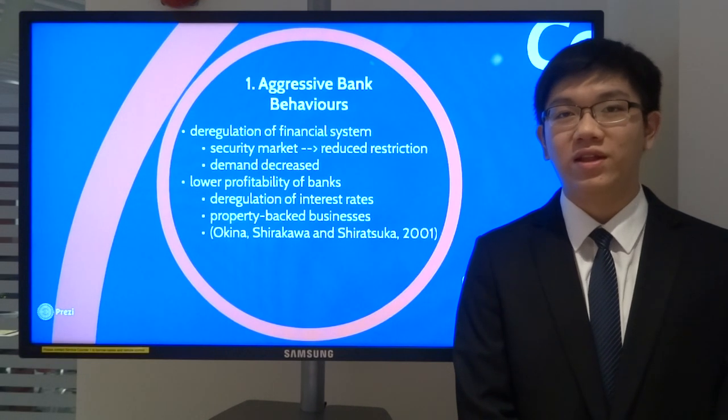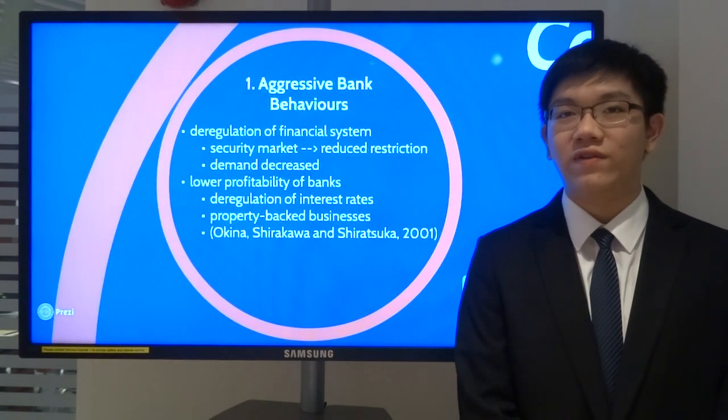This reduced the profitability of banks as the demand for their loans decreased. The deregulation of interest rates then encouraged banks to loan out heavily to property-backed businesses instead. This stimulated the property bubble in 1989.